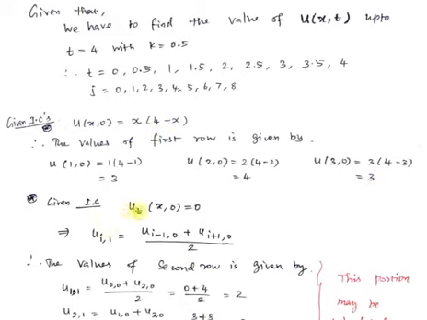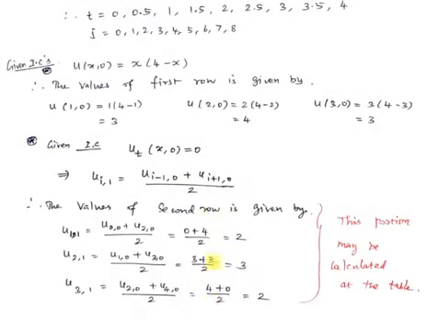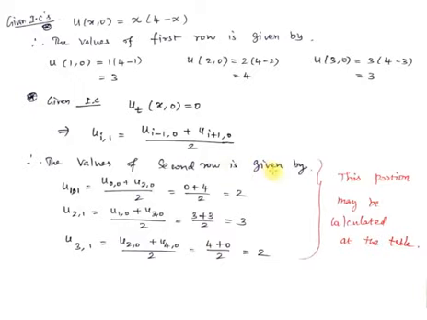The last initial condition is ut of x comma 0 equal to 0. So u of i comma 1 equals u of i minus 1 comma 0 plus u of i plus 1 comma 0, that means the second row is obtained from the first row. So first row means j value is 0. The values of the second row, we need the values for x value 1, 2, 3 only. So put i equal to 1, 2, 3. This portion may be calculated in the table. It is very easy.